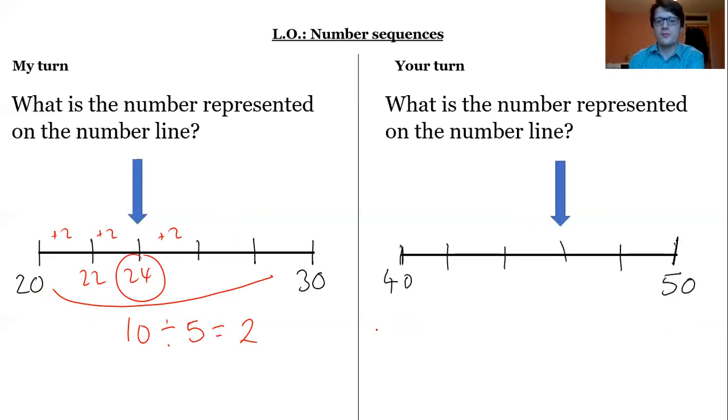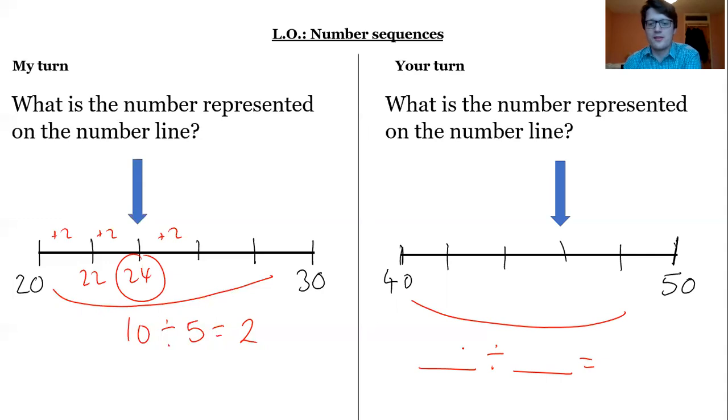So again, your turn now. Think, what's the gap here? What's the difference between 40 and 50? So what's this number line worth? Then how many equal parts are there along the way? So what am I going to divide by? What's each step worth? So pause the video now, come back in a moment.